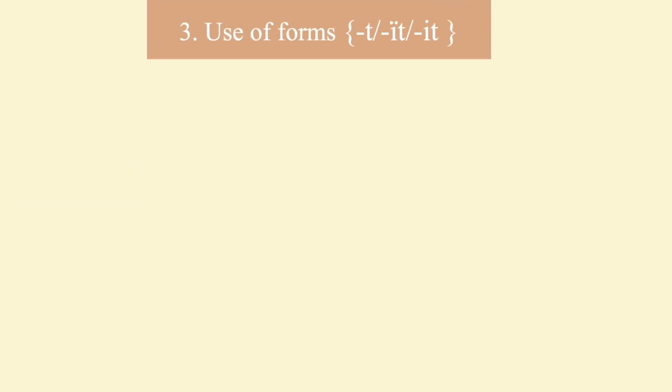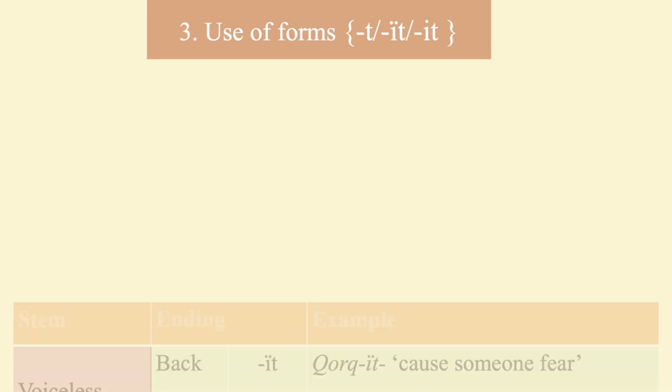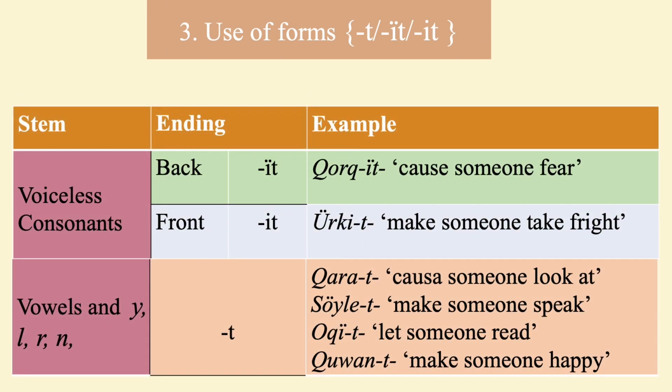The third variant of the causative suffix is t, ıt, and it. The forms ıt, it come after stem final voiceless consonants. Example, korkut, cause someone fear. Ürküt, make someone take fright. The form t comes after the stem final vowels and the consonants i, r, l, n. Example, qarat, cause someone to look at. Söylet, make someone speak. Okut, let someone read.